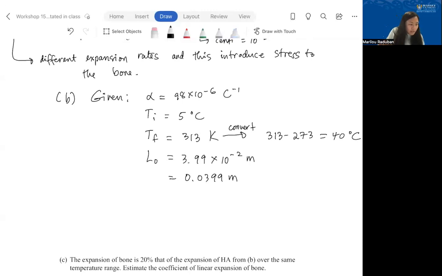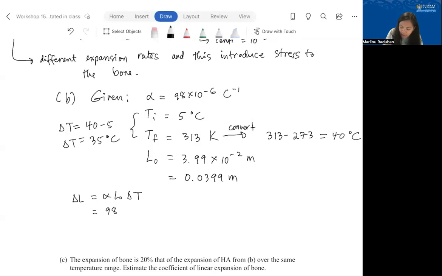All right. So then you can now get the change in length delta L, which is the coefficient of expansion times the original length times the change in temperature. The change in temperature you can get from final minus initial. Change in temperature is equal to 40 minus 5. So that's 35 degrees Celsius for the change in temperature. Okay. So you know everything.